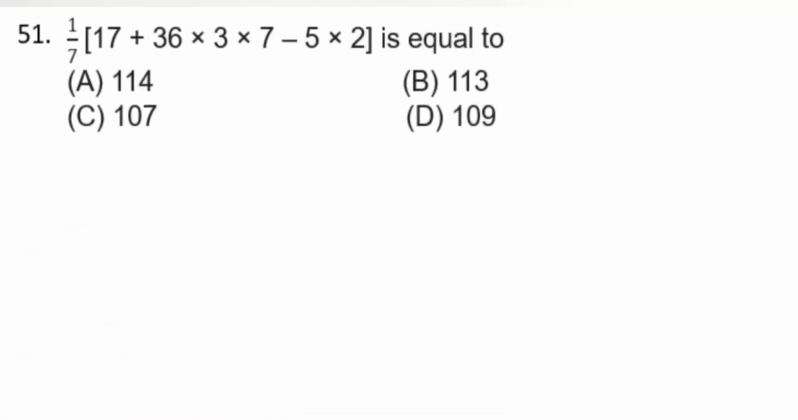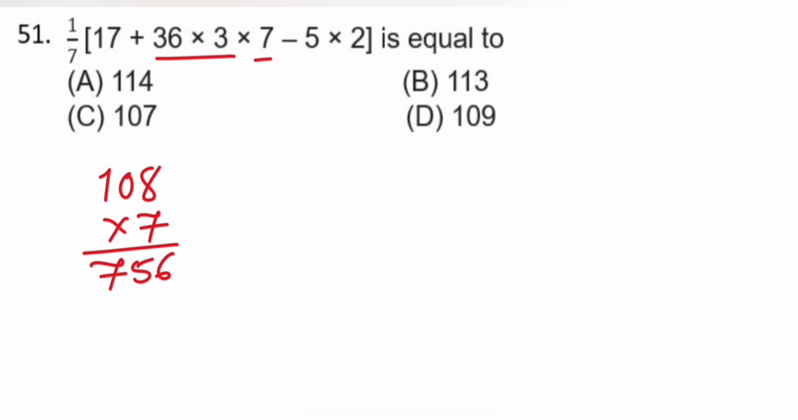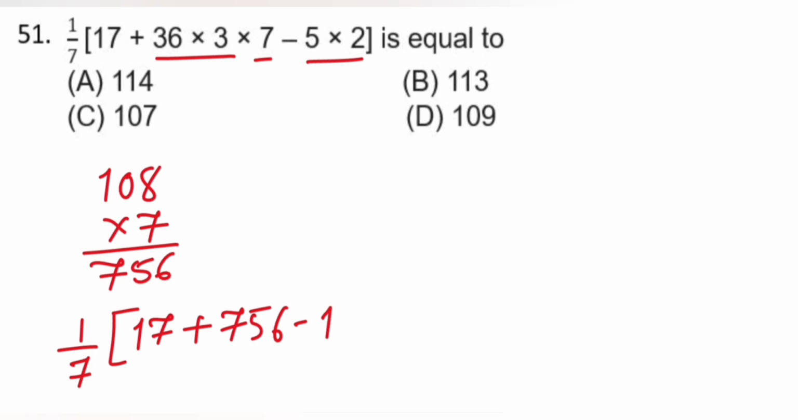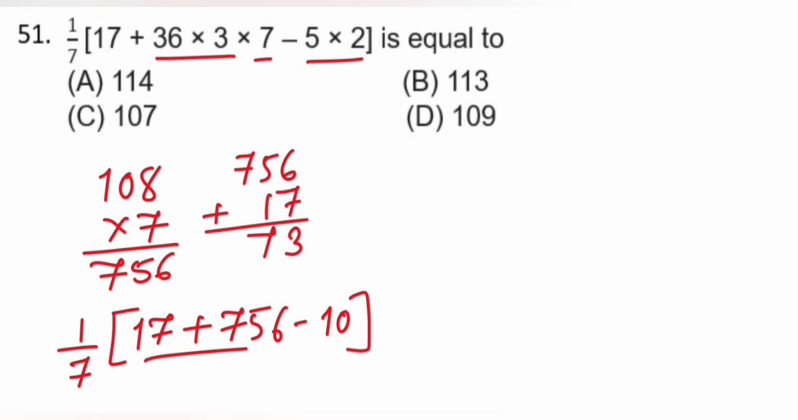Here this question is based on the BODMAS rule. So let us find out the multiplication of 36 into 3, then into 7. Okay. So it is 756. Let us rewrite it. 1 divided by 7, 17 plus 756. Alright. So minus 5 into 10. Alright. So first add 756 and 17. Okay. So it will be 773.